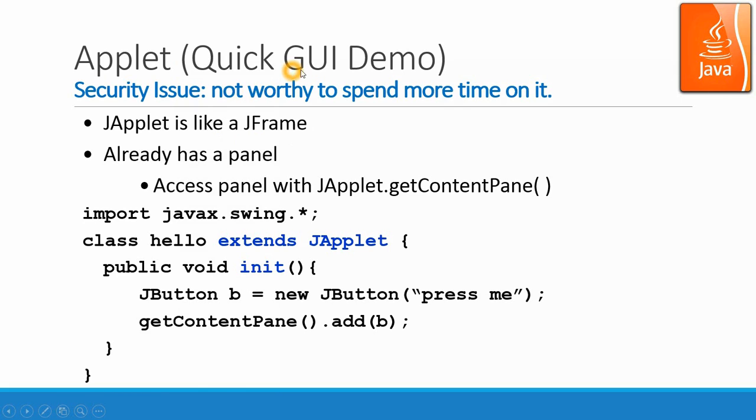So right here is for a quick GUI demo. JApplet is like JFrame, though their applications are different, and it already has a panel. So access the panel with JApplet's getContentPane. The content pane is born with the JApplet if you run it. So right here we have a program Hello that extends JApplet and includes that JButton over there. And we get the content pane. To the content pane, we add that button. That's our applet that we saw before.